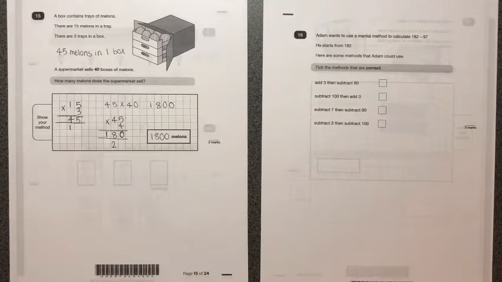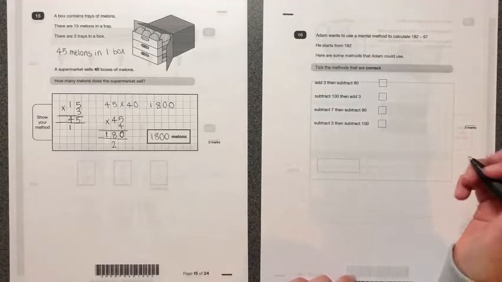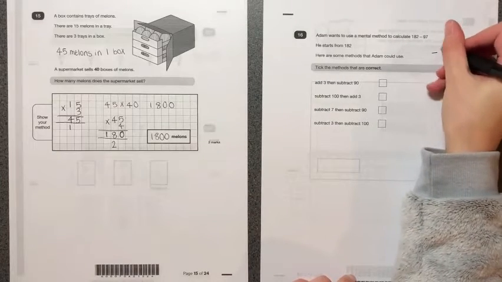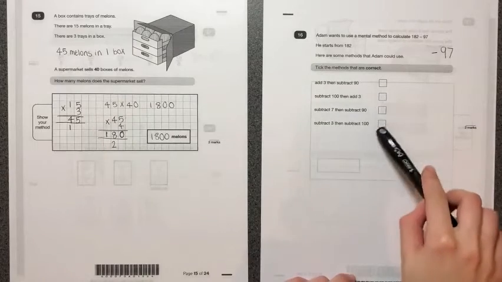Question 16. Adam wants to use a mental method to calculate 182 minus 97. He starts from 182. Here are some methods that Adam could use. Tick the methods that are correct. If he starts from 182, that means that all he's got left to do is to minus 97. We're going to read these 4 methods now.